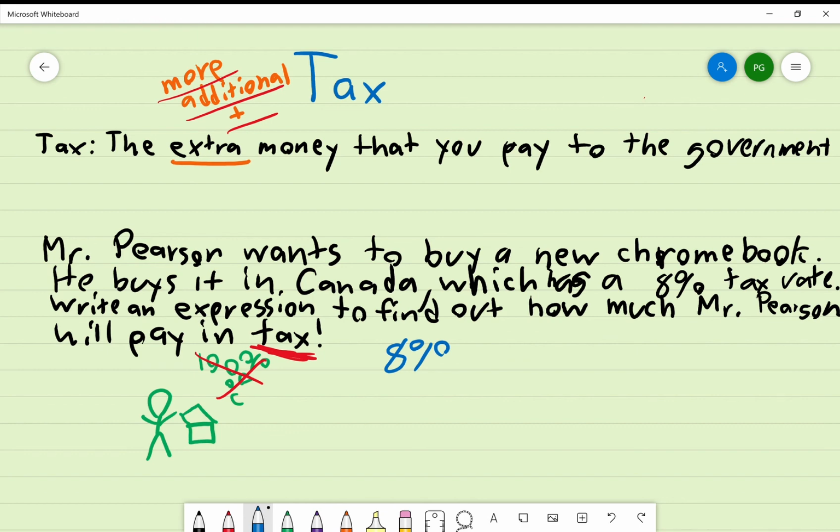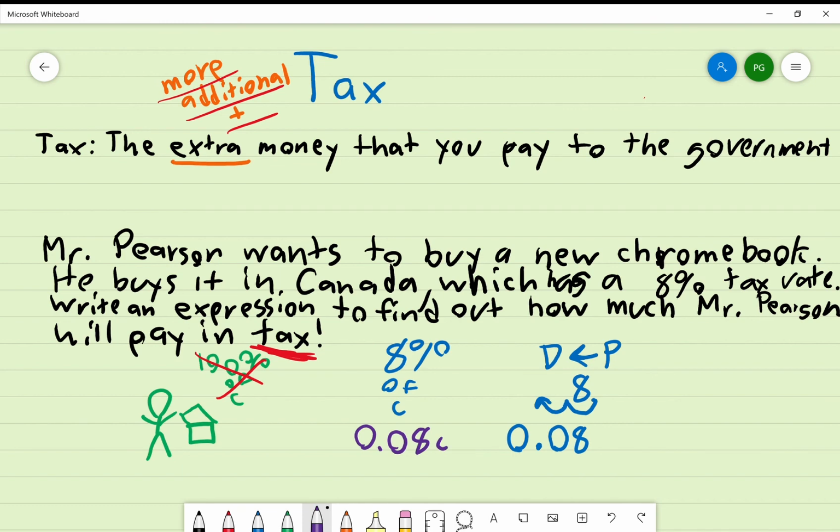So you turn your percent to a decimal, moving right to left. You're going to take that 8, find the invisible decimal point at the end of it, and move 2 spaces to your left. Where the blank space is, you put a 0. Okay, so 8% of C, of the Chromebook, becomes 0.08 times C. That's it, ladies and gentlemen.